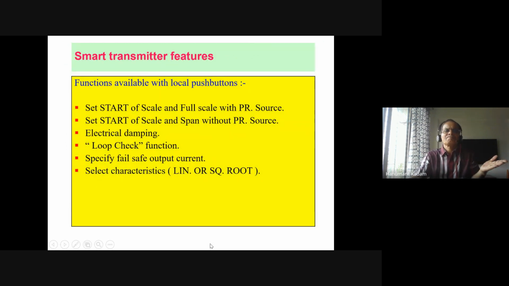I think functionality is also available with local push buttons, meaning on the local body of the transmitter, we can say there are two push buttons or screws type, where you can set the full scale or zero span. So that you can do locally. I will show you, but nobody is doing that because everybody is using a communicator.